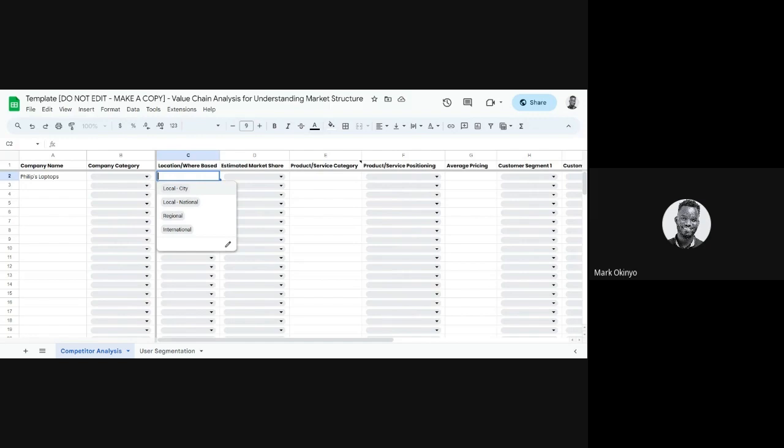Regional is within the same continent, it could be East Africa, West Africa, and the likes, but at least we know that they're within the same continent. Because sometimes you find that a solution might not necessarily be viable in Kenya, but it might be viable in, let's say, Tanzania, Uganda, or maybe Nigeria. It just depends on where you are as a business and the potential markets you're looking to expand into.